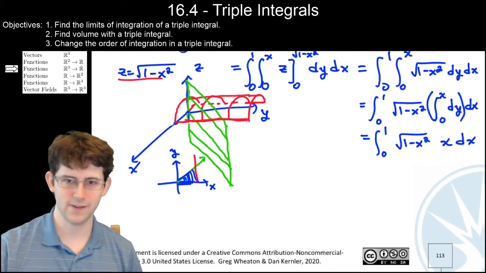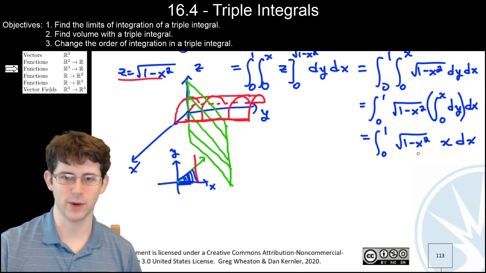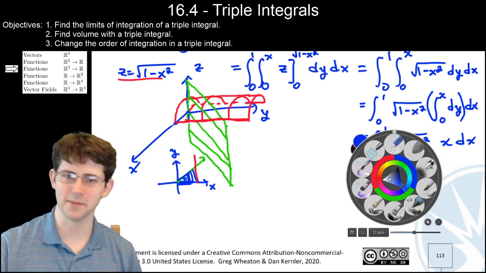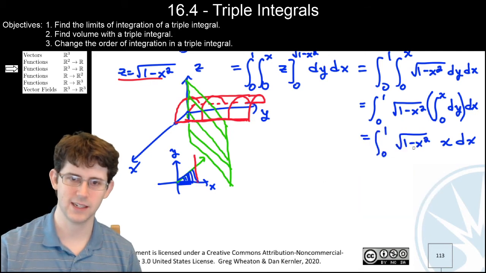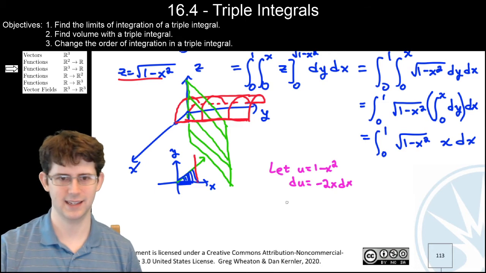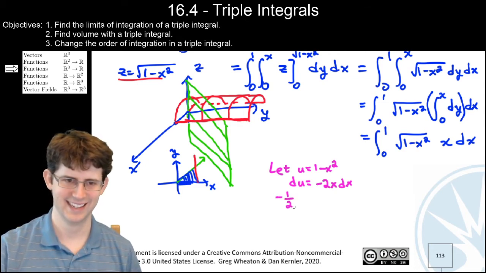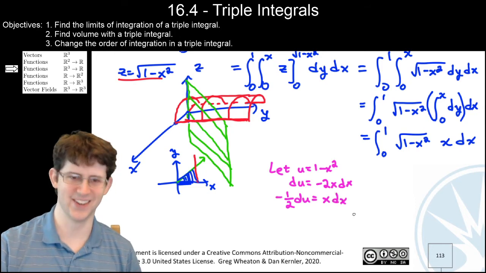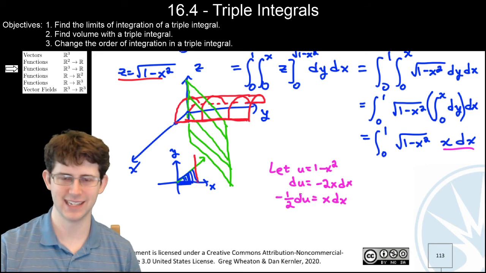Now we do finally have to reckon with this square root of 1 minus x squared, but I have my x here to help me out, so everything's fine. I'll do a substitution. I'll let u be 1 minus x squared. And I feel like I've done this substitution in every integral for the last 3 hours of recording these videos. I can solve for x dx. x dx is minus a half du.